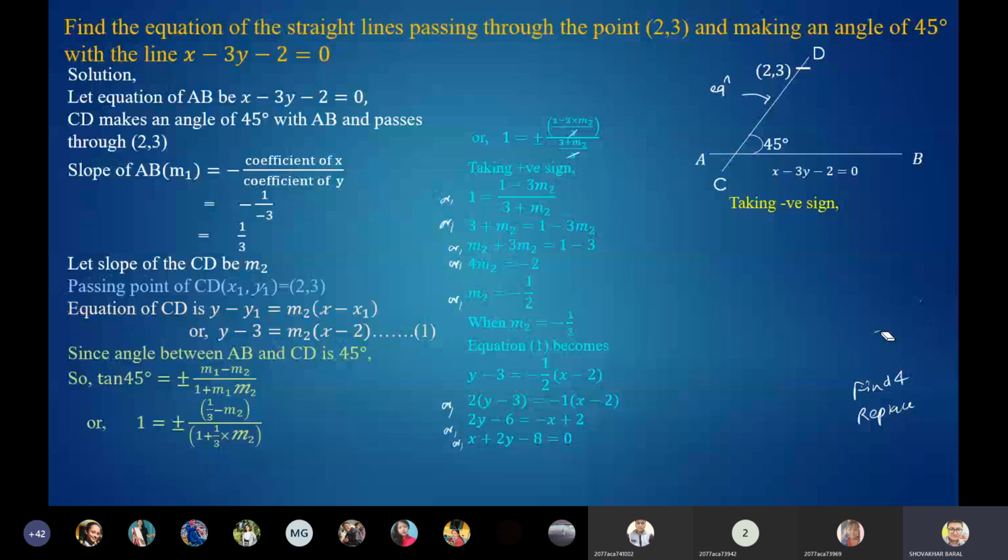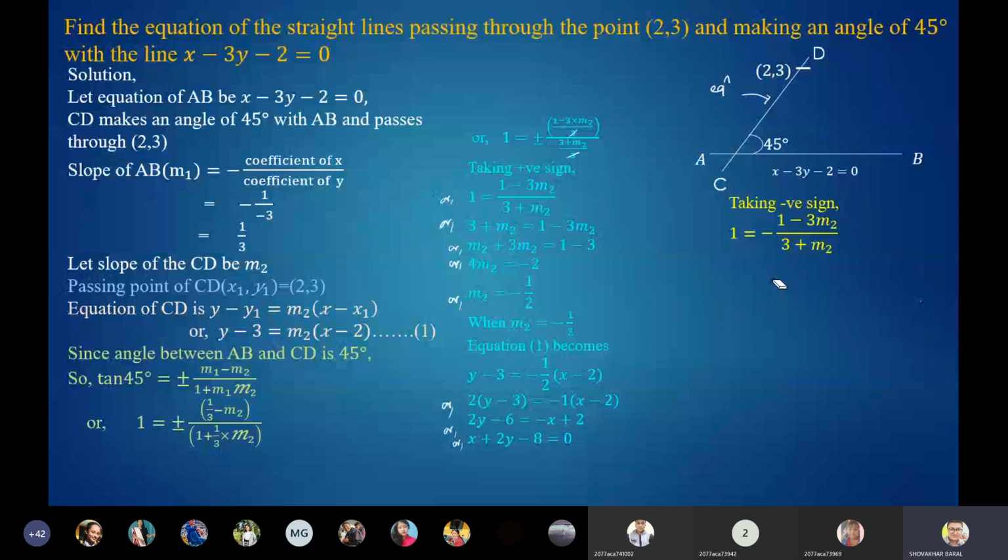Okay, please go on continuing on the same on your copy. You don't need to write it on the other side. Since I don't have enough space here to continue, I'm writing on the other side. So taking negative sign, it will be 1 equals to minus times (1 minus 3m2) by (3 plus m2). I'm writing it from here.